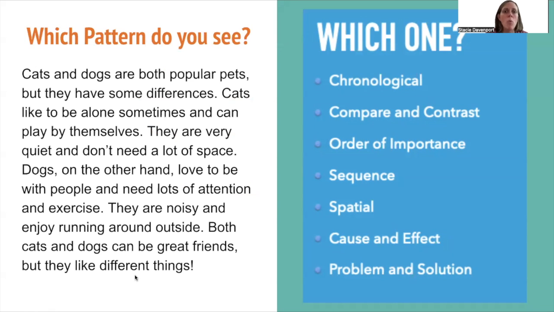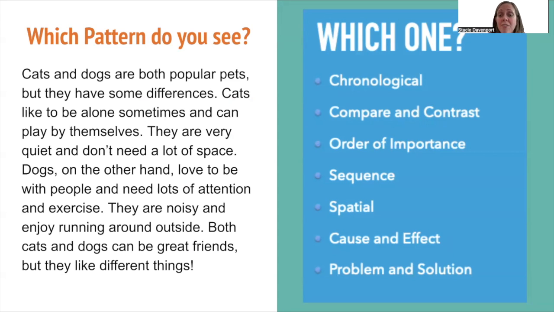here is one example of a very, very shortened text. So cats and dogs are both popular pets, but they have some differences. Cats like to be alone sometimes and can play by themselves. They are very quiet and they don't need a lot of space. And so right away, you're going to match it with that guide that I showed you before, and you're going to have them see, do they see any of those words?